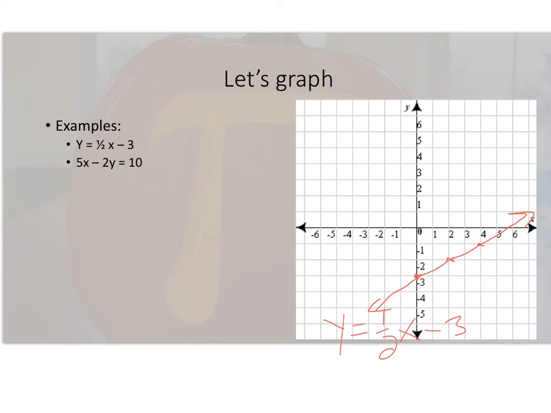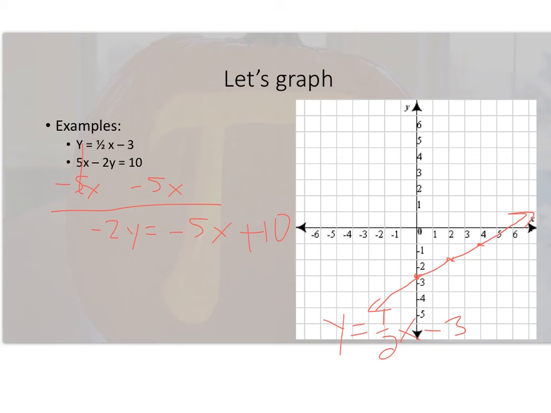So next, 5x minus 2y equals 10. Looks different, right? It's not in slope-intercept form, so we have to get it in slope-intercept form. Let's get that y by itself, and we're going to do that by subtracting 5x from both sides. Then we're going to have -2y is equal to -5x plus 10. I know they're not like terms, keep them separate anyways.